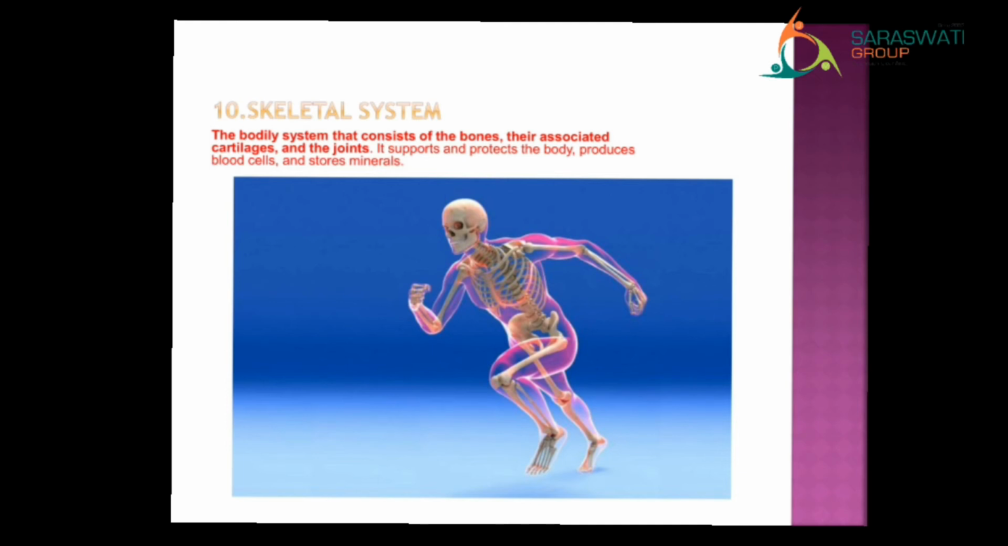The bodily system that consists of the bones, their associated cartilages, and the joints. It supports and protects the body, produces blood cells, and stores minerals. Now kids, skeletal system is a system which helps us to stand, to work, right? Without skeletal system, our body would be shapeless, because skeleton gives shape to our body, and it also protects our inner body organs such as brain, the heart, and the lungs.